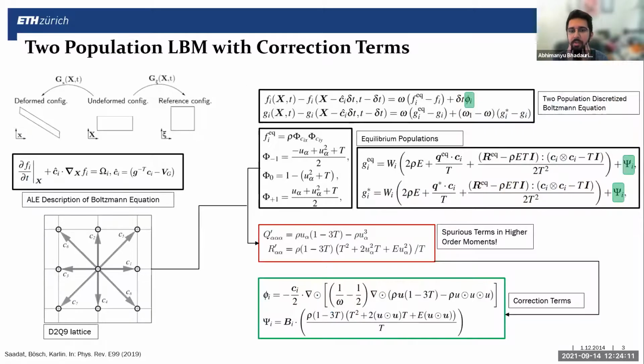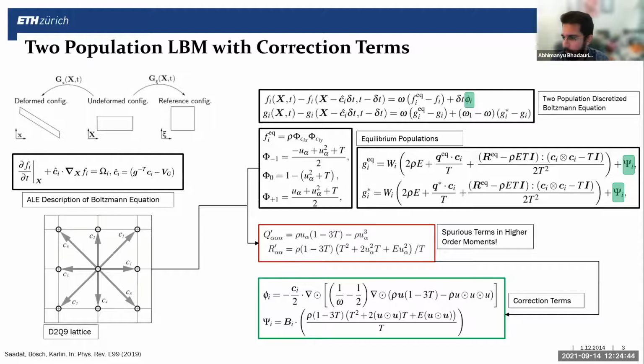Quickly covering the background LB model, we have a two population LB model, with one population for conserving the mass and the momentum, and the other population for conserving the energy. And we have a D2Q9 lattice. As has been reported in literature many times, if we couple these two together and try to solve compressible flows with it, we have spurious terms that emerge in the higher order moments, and we can't really go that far, and we can't really have fully compressible flows.